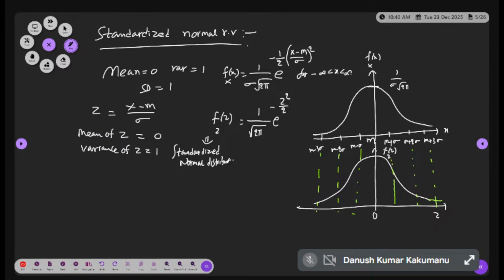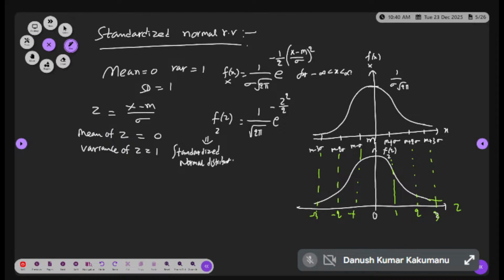Then here it is what? F of z. The description I gave about f of z. What is f of z? Mean is 0. Variance is 1. Standard deviation also 1. Then m plus sigma becomes what? M is 0, sigma is 1. What is m plus sigma? 1. This is 2, 3. You are all understanding? This is what? Minus 1, minus 2, minus 3.